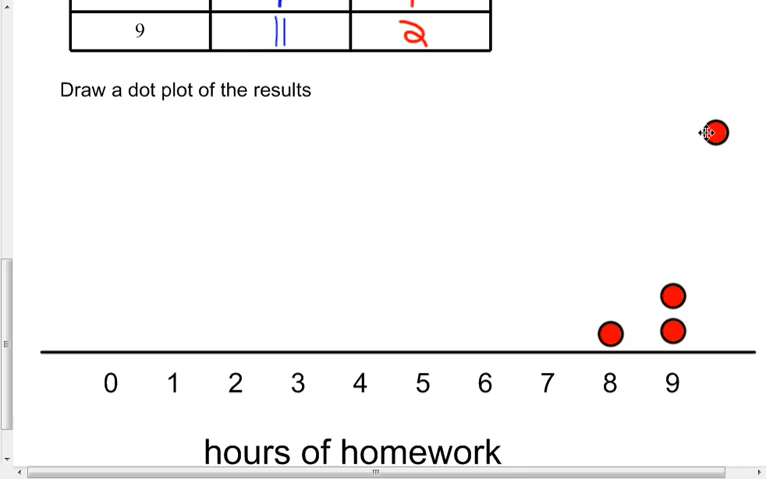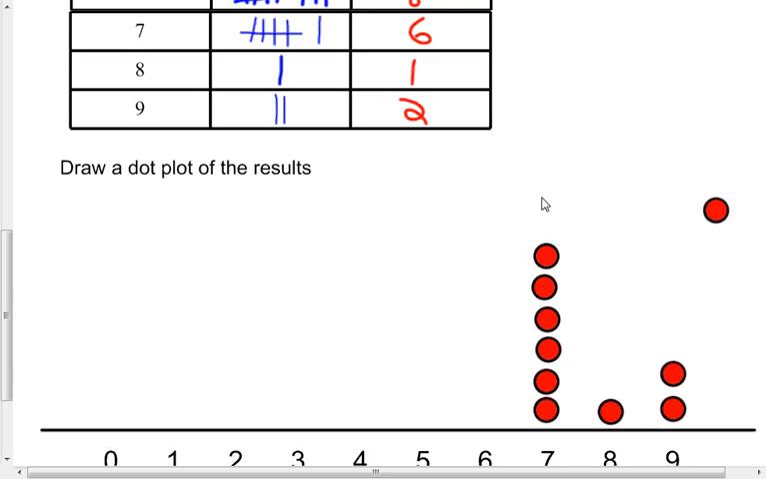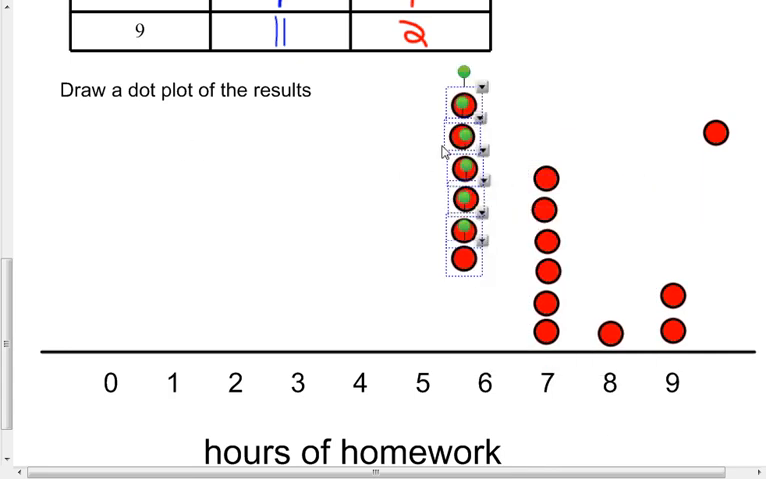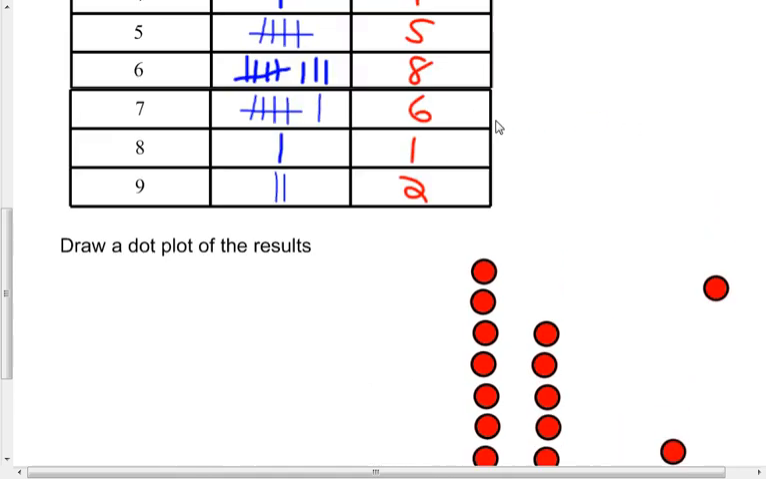6 students spent 7 hours. So 1, 2, 3, 4, 5, 6 students spent 7 hours. 8 students spent 6 hours. So you know what I'll do? I'll copy this and paste it here rather than retyping all those. So that's 6. Then we have 7 and 8. There we go.